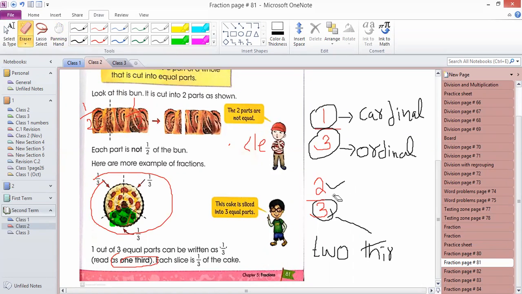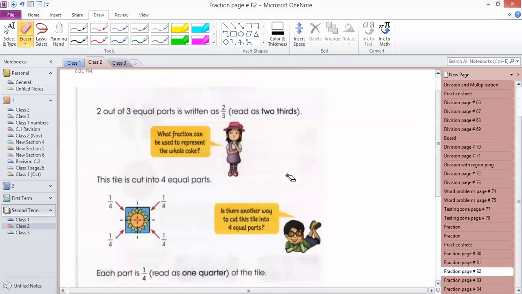So to read a fraction, you have to remember that you will use the numerator as a cardinal number and the denominator as an ordinal number. 2/3, or 3/5, 2/5, 1/5, like this. Clear, boys? Yes, sir. Good.